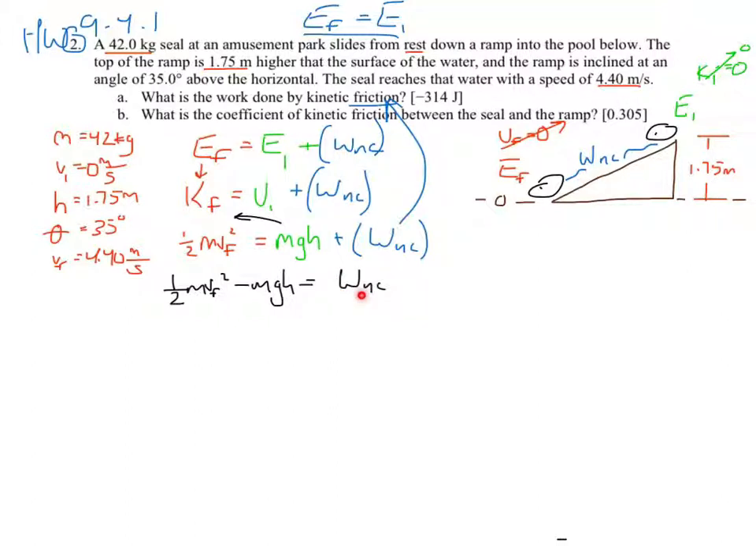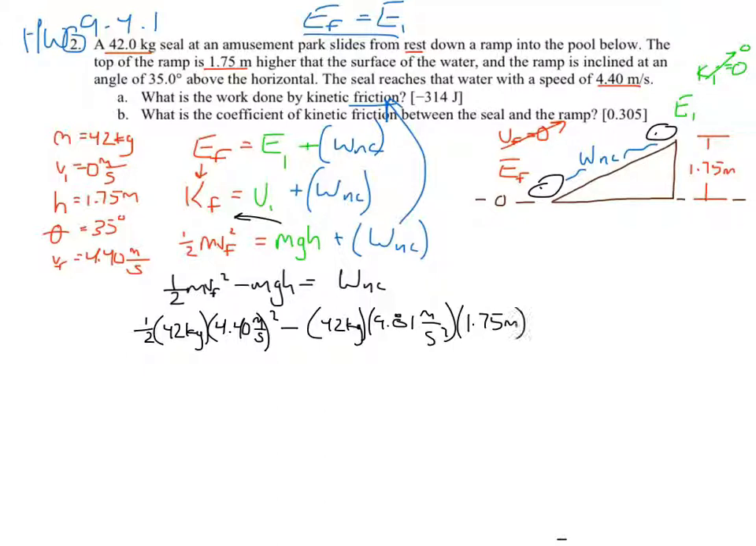So I think we're going to find it to be negative, but let's just see what we get. Okay. Well, let's plug in our values right here. 1/2. What's the mass? That is 42 kilograms. Velocity final. What is that? 4.4 meters per second. That value squared, right? 1/2 mv squared minus the mass, once again, 42 kilograms times 9.81 meters per second squared times the height h. That's 1.75 meters above the pool that the seal starts out with. Okay, so let's find out what that is.